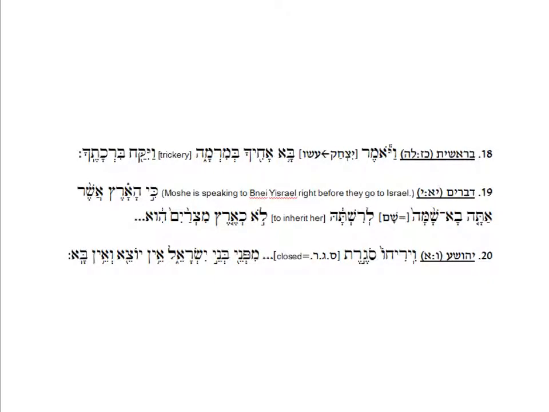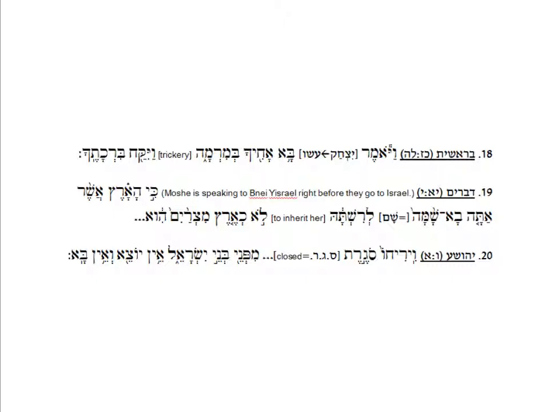In number 18, we have the story where Yaakov has already taken the blessing from Esav, and Esav comes to get his blessing from Yitzchak. He is not aware that Yaakov took the blessing. So Vayomer Yitzchak, Yitzchak said to Esav, Ba'achicha bemirma, vayikach birkatecha.